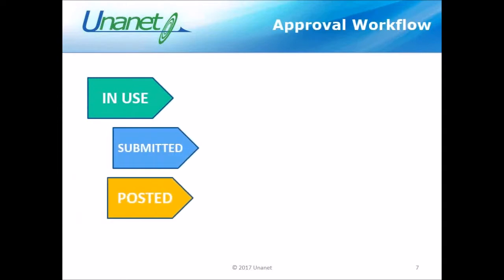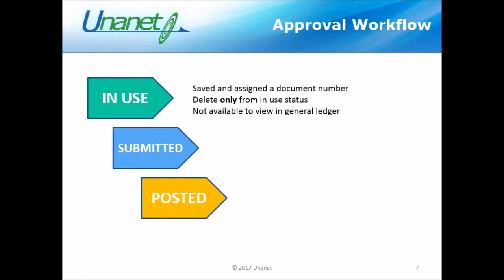Approval workflow. Our financial document statuses, you may be familiar, are in use, submitted, and posted. The in-use status occurs when a document is saved and assigned a document number, and you can delete only from an in-use status because that's the only status where we can edit things, and delete is a form of editing. Same thing with attaching documentation. Documents with an in-use status are not available to view in the general ledger because they haven't been posted yet.